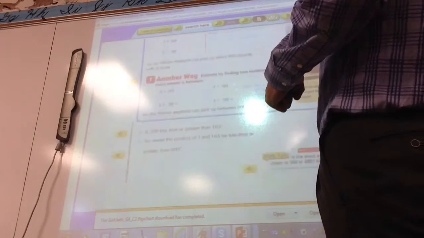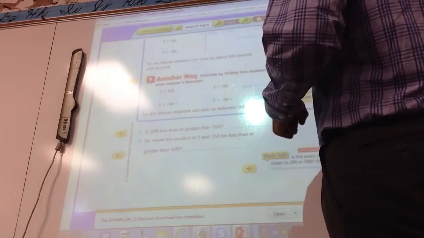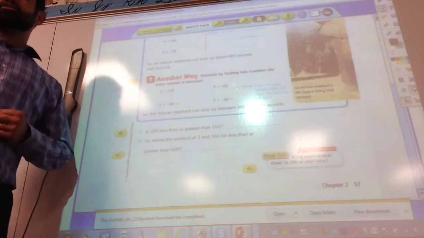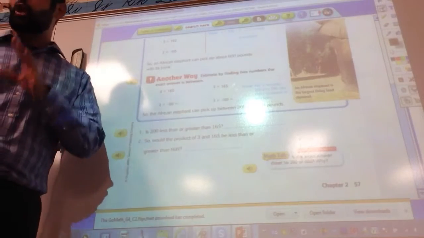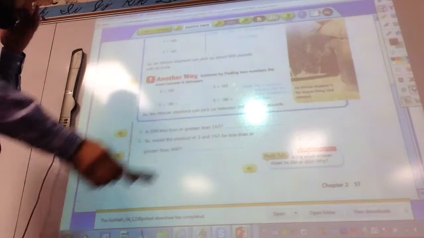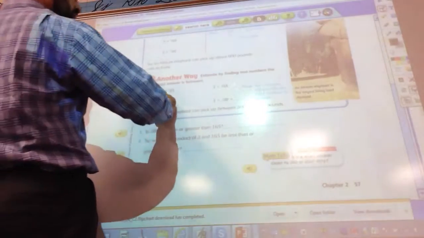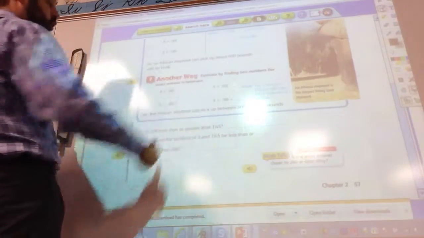Now, another way to do this, and I mean, there's no wrong way. Your parents are going to listen to me and think I'm crazy, and maybe they used a different way that works better for them. So don't be afraid to use your own way. Okay? Estimate by finding 2 numbers the exact answer is between.